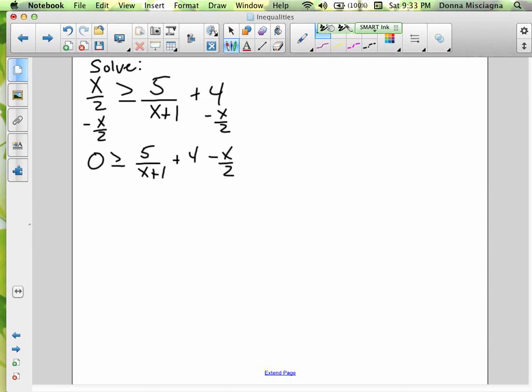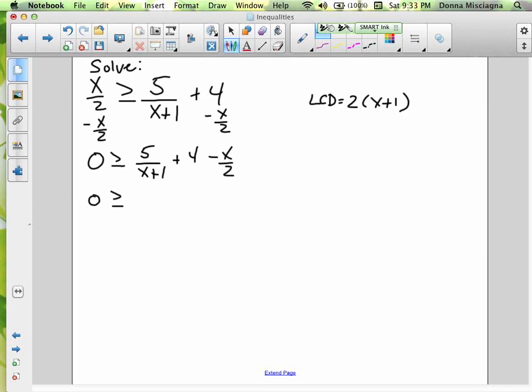All right, so our least common denominator, we have two denominators here. So we have a 2 and we have an x plus 1. So our least common denominator is going to be the product of those. All right, and I'm not going to bother to multiply those out. I'm just going to leave them factored. All right, so we've got 0 is greater than or equal to.